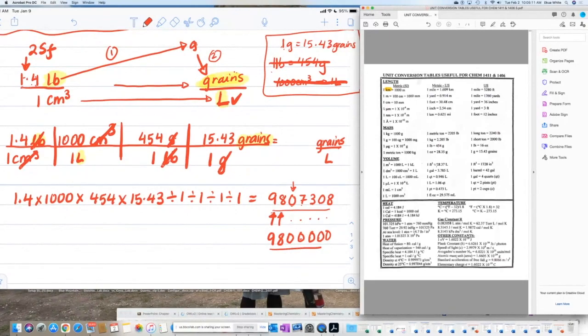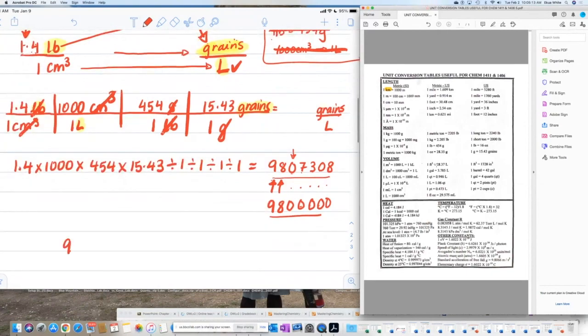To do that, let me write this number here: 9, 8, and 5 zeros. 1, 2, 3, 4, 5. So with this one, with 5 zeros, I want to write this scientifically. There's no decimal right now, so I add my own to the right, and then I move it to the left. 1, 2, 3, 4, 5, 6. I have to move it 6 times to get one non-zero to the left.